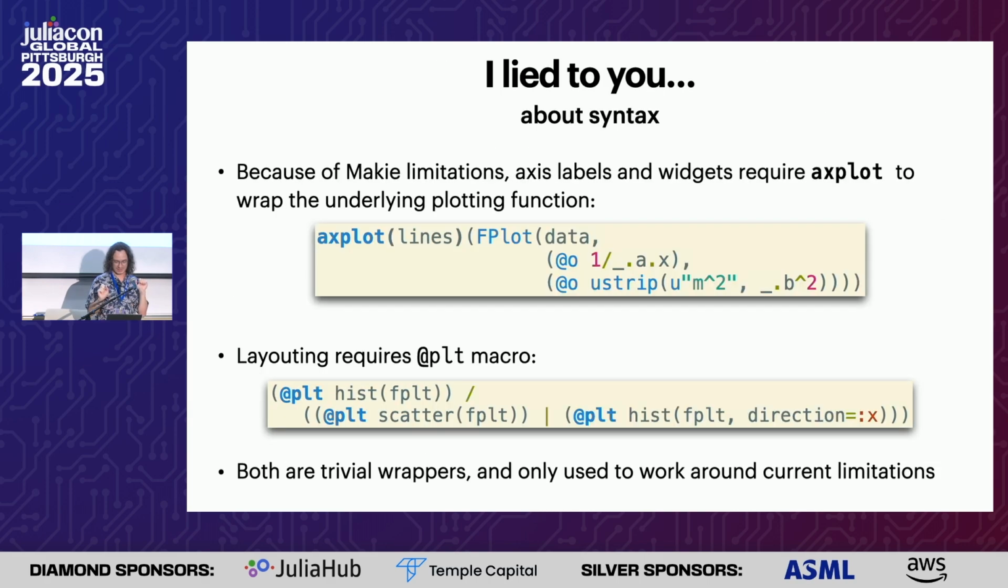And some caveat: I lied to you a little bit about syntax. Because of limitations in Makie, axis labels and interactive widgets cannot just work with the original scatter or lines functions. You just need to put xplot around it. That's it. Then you get the automatic labels and everything.